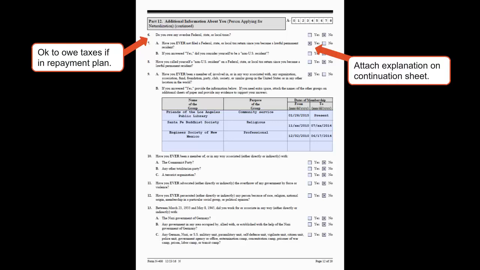Question 7A asks if the applicant has ever not filed a tax return since they became a lawful permanent resident. If at any time they did not file taxes for any reason, attach an explanation on a continuation sheet.